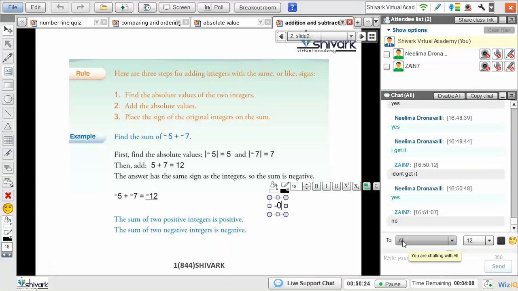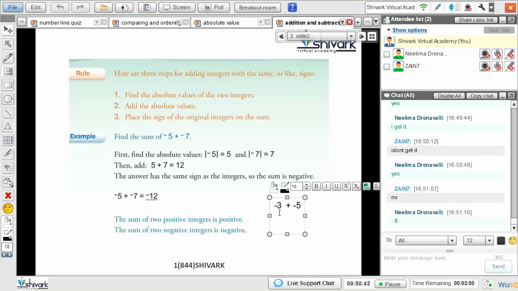Now I need to add minus 3 plus minus 5. Okay, I need to find this. So what will I do? I know these two integers have negative signs, so the sum is going to be negative. I will just add 3 and 5 because they are the absolute values of minus 3 and minus 5. So I will add them and I will say the answer is minus 8, because both are negative.